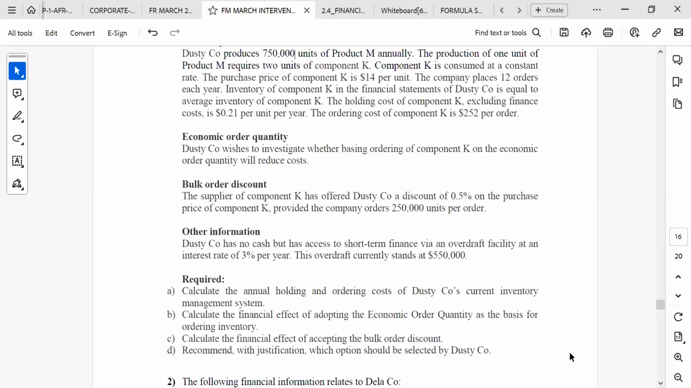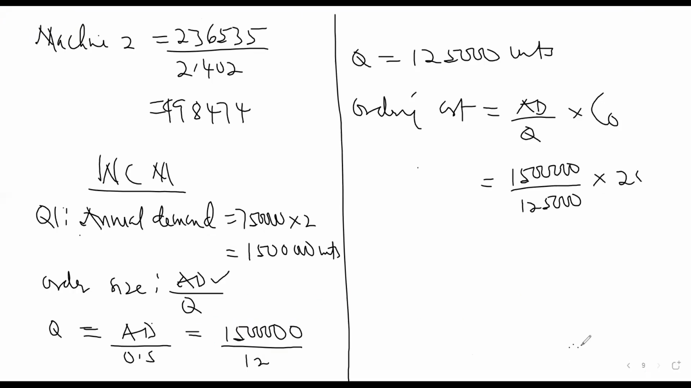So what is the cost of order now? It is 252. So that will be multiplied by 252. So 12 multiplied by 252, what are we getting? I hope that is correct. Yes, it's correct.